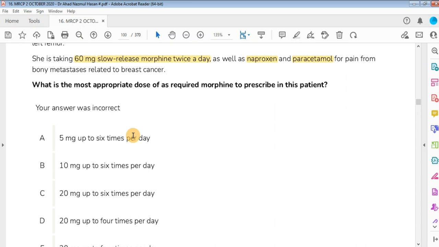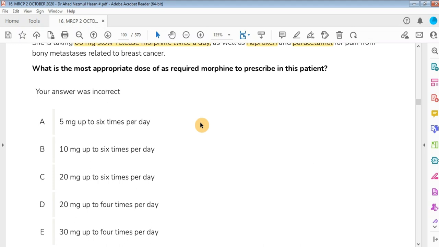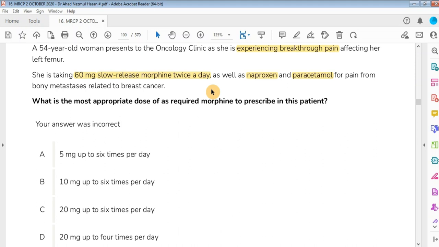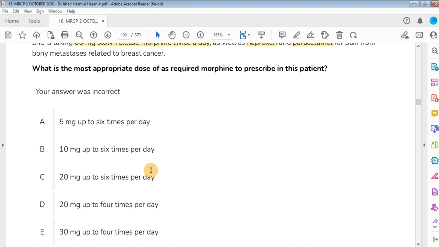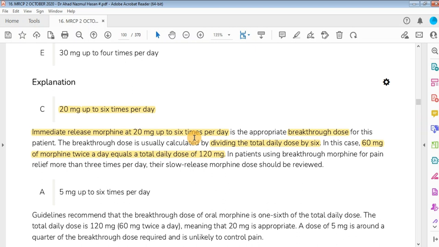So breakthrough dose is 1/6 of the total daily dose per 24 hours. We should divide the total dose by 6. And after dividing, that dose can be given 6 times per day, every 4 hourly. Immediate release morphine at 20 milligram up to 6 times per day is the appropriate breakthrough dose. For this patient, the breakthrough dose is usually calculated by dividing the total daily dose by 6. In this case, 60 milligram of morphine twice a day equals the total daily dose of 120 milligram.